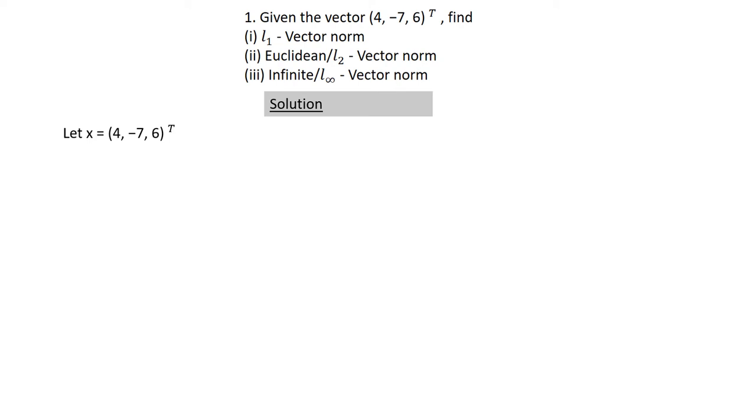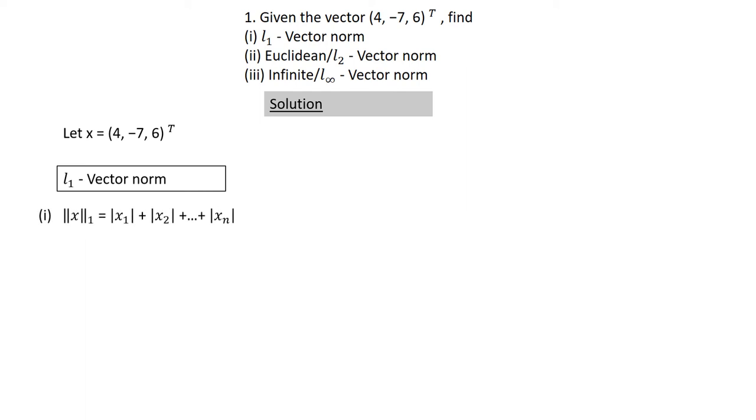Now that we know all the formulas for these types of vector norms in this question, let's start by finding the L1 vector norm. The formula for L1 vector norm is this. We can put in the values of S1, S2 and S3, which is 4, negative 7, 6 respectively. Now finding the absolute value of each of these values will give us 4 plus 7 plus 6, which is 17.